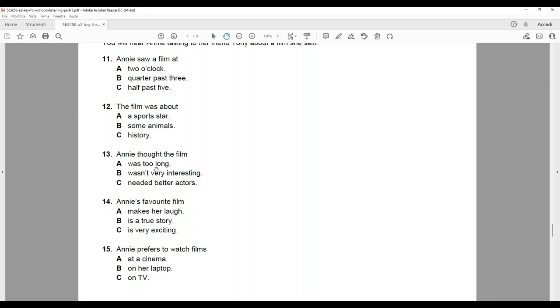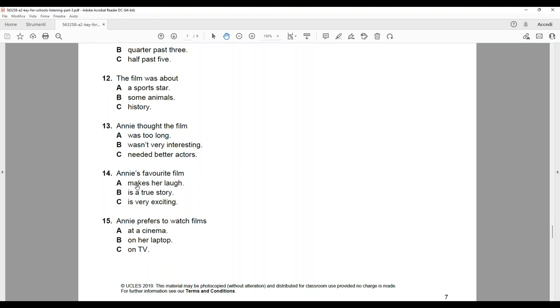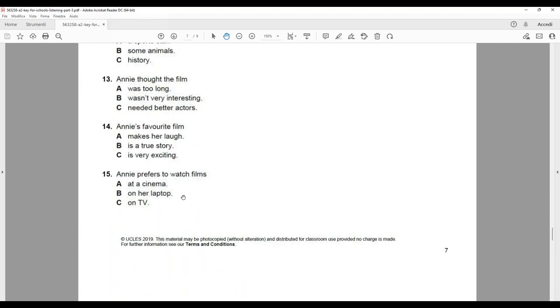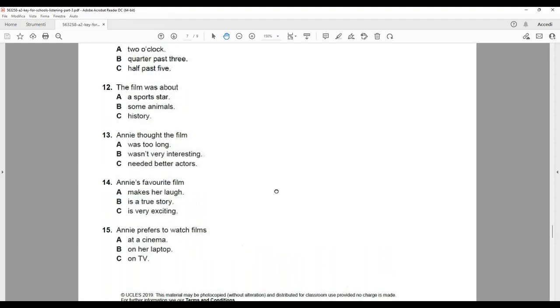Annie thought the film was, quindi che cosa ha pensato Annie? Che il film was too long, wasn't very interesting, non era molto interessante, o aveva bisogno di attori migliori, needed better actors. Let me know what you think. Annie's favorite film makes her laugh, la fa ridere, is a true story, è una storia vera, is very exciting, è molto eccitante, piacevole. Annie prefers to watch films al cinema, on her laptop or on TV.